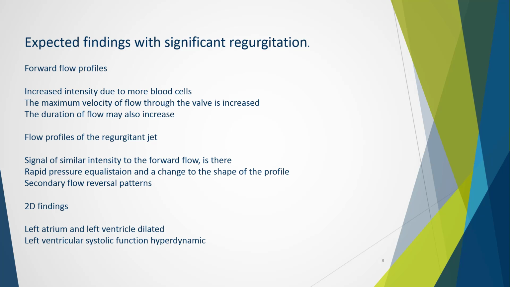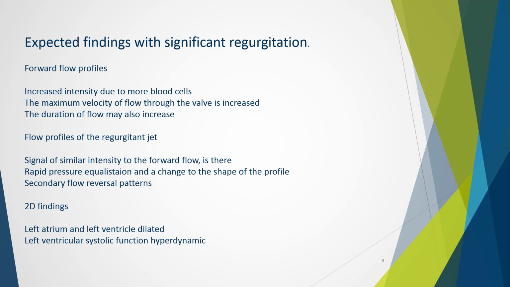Not only is the calculated regurgitant volume significant, but we also see changes with flow profiles. If we consider mitral regurgitation, the forward flow through the valve has increased intensity due to more blood cells creating a stronger Doppler shift. The maximum velocity of flow through the valve will be increased, and the duration of flow may also increase. Then we can also consider the flow profile of the regurgitant jet.